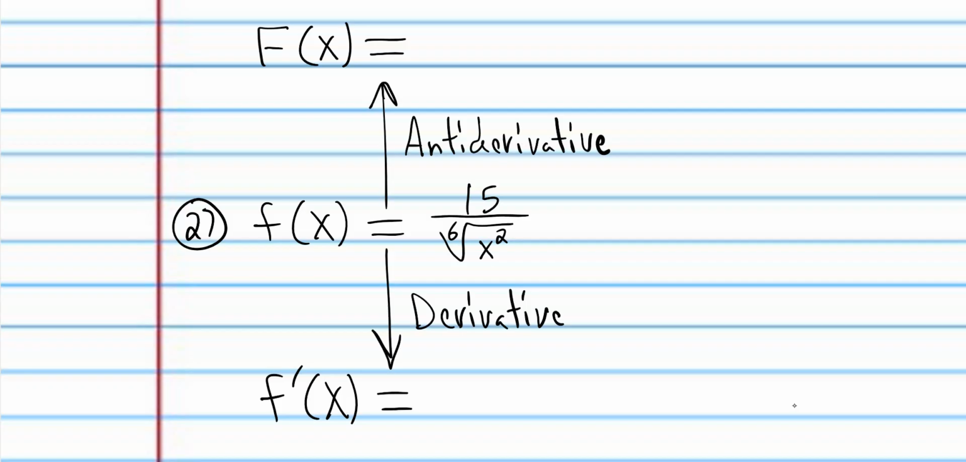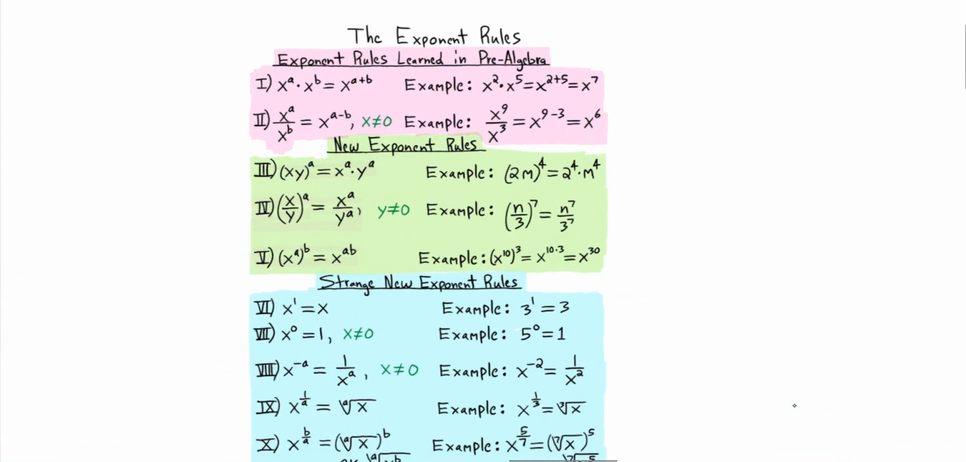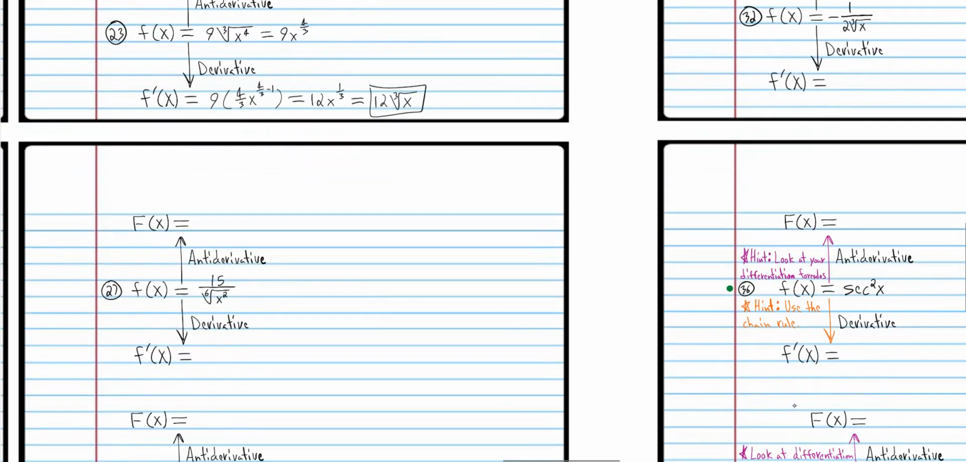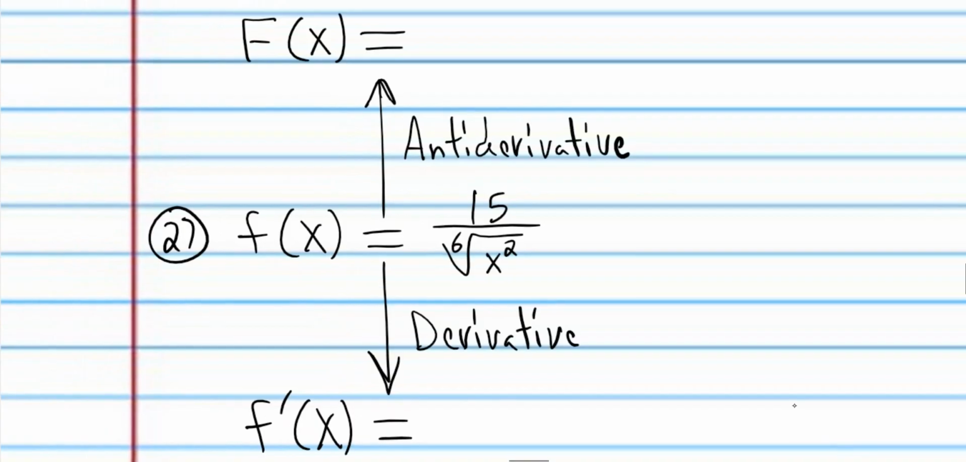So you're going to have to change this to a fraction exponent, and you're going to have to get it out of the denominator. So try number 27. Again, you can use your exponent rules. I'm going to give you one more chance to use your exponent rules. We're going to have to use rule number 10 and rule number 8. Attempt number 27. When you come back, we'll do it together.